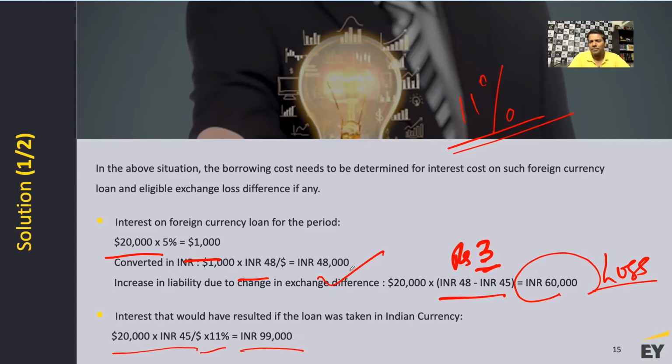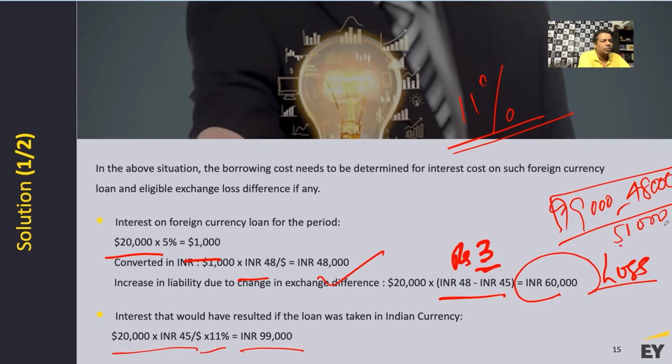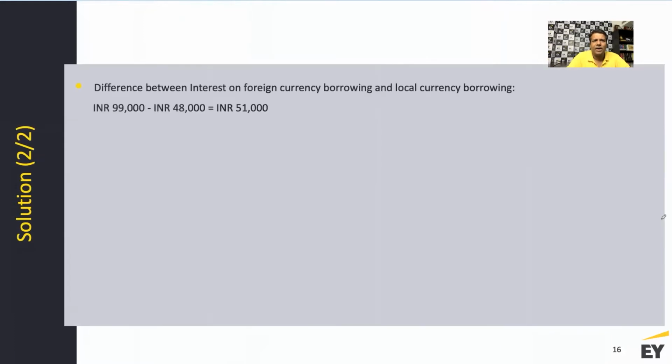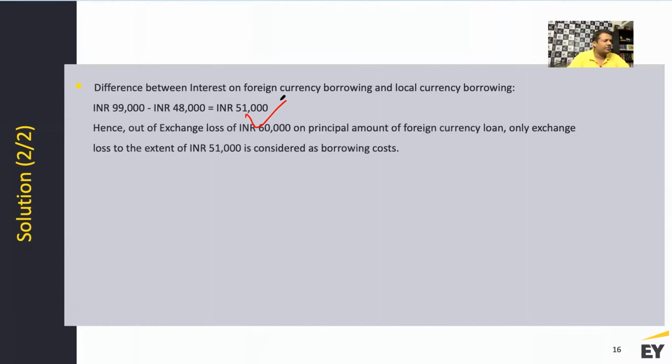If I would have borrowed the same money in rupees, how much would my interest expense have been? 99,000. So how much is the interest cost which I have saved? It is nothing but 99,000 minus 48,000, right? This is the interest I have saved, which is 51,000. I have saved how much? 51,000, right? And how much is the exchange loss which I have incurred in this solution? The amount of exchange loss which I have incurred is 60,000, right?